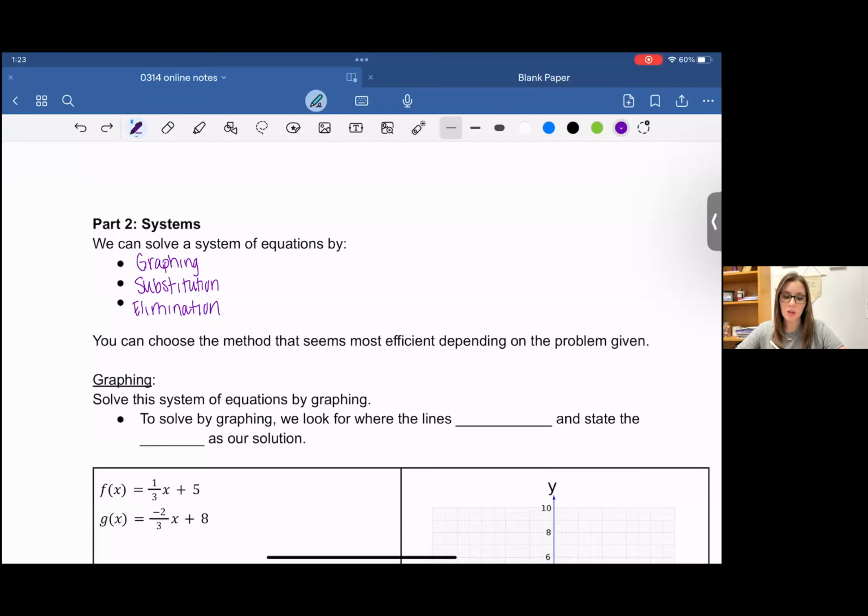and we're going to solve this system by graphing. So to solve by graphing, we look for where the lines intersect and we state the point as our solution. So we're looking to see where these lines cross. And even when we solve these algebraically, we're still looking for that point. So graphically, you just see it on the graph, and then algebraically, we're manipulating equations to solve it using algebra.